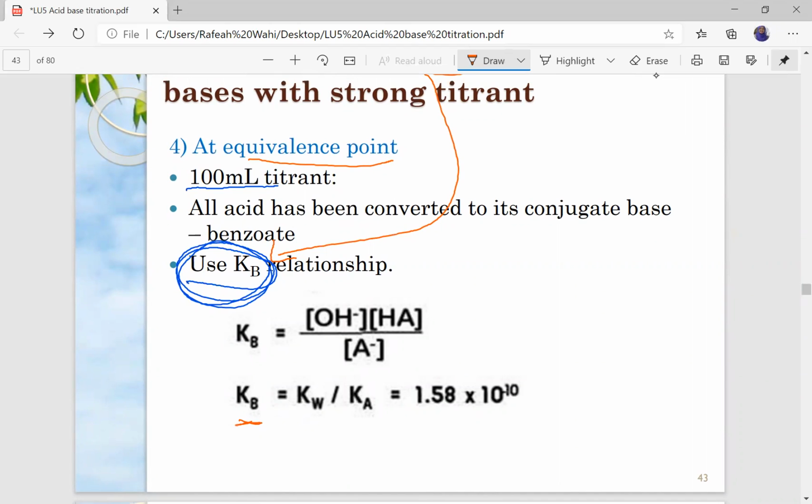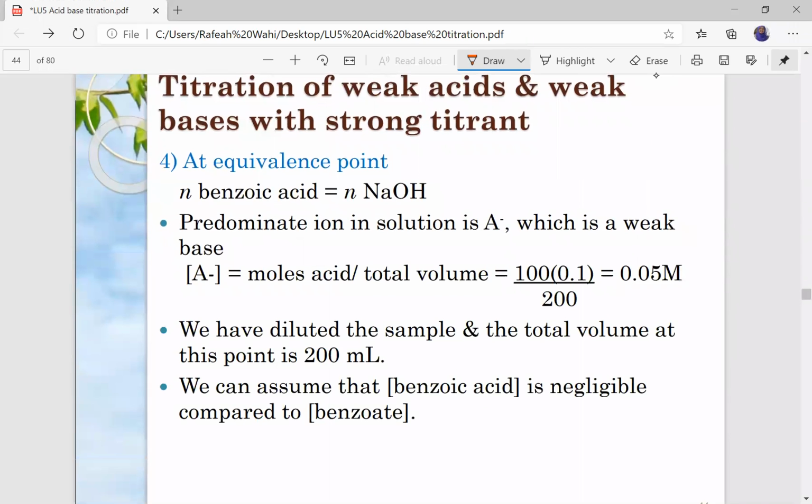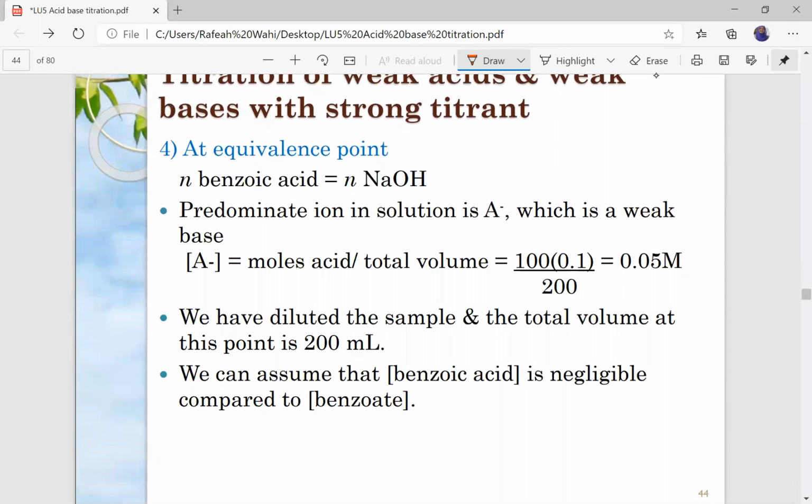So you know Kw is always 1 times 10 to the power negative 14. Always and forever. Okay. Divided by Ka, which is given in the question. So you get Kb of this value. So from Kb, you can calculate the pH at equivalence point.